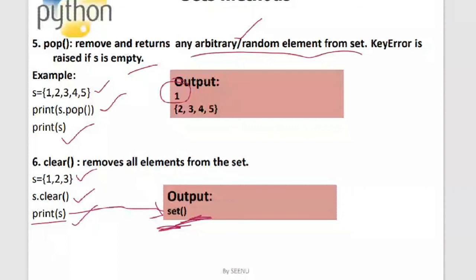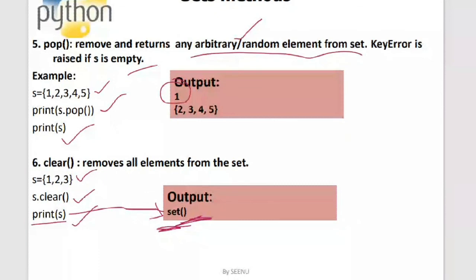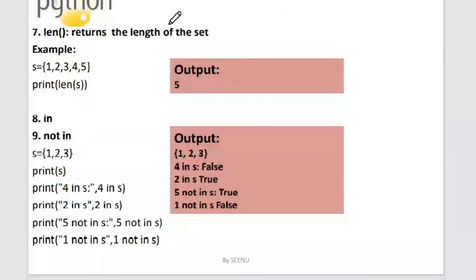So the next is the len method. The len method returns the length of the set. So I have a set which is 1, 2, 3, 4, 5, and you can see that the length of the set is 5. I have passed S as an argument into this len method. So when I said len of S, it is giving me the count of elements inside the set. There are 5 elements, so it says 5.